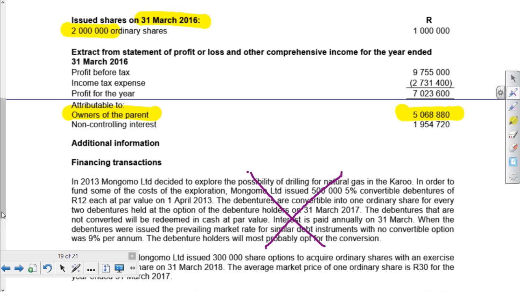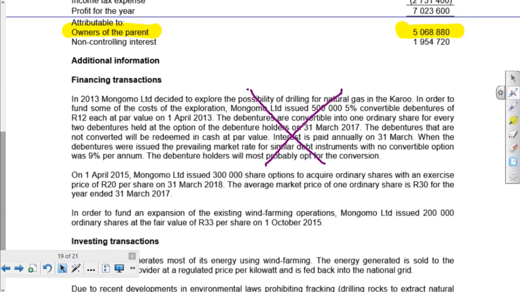Then they issued some share options. Share options are options to acquire shares. Again, I haven't issued any shares. Do you agree? All I've done, it says that they'll only be exercised in 2018. So that's also diluted. It's potential ordinary shares. That's what diluted is. So for today, nothing there. In order to fund the expansion of the existing wind farming operations, they do all kinds of funny things, this company. Wind farming.